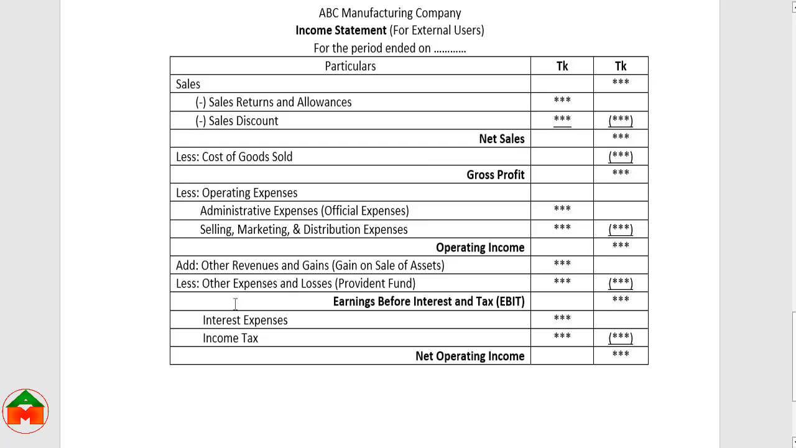From this EBIT you have to deduct interest expense as well as income tax expense to get the net operating income. That means for the income statement prepared for the external users, you deduct the cost of goods sold from sales, then deduct the operating expenses to get the operating income, then add the other revenues and gains, deduct the other expenses and losses to get the earning before interest and tax, then deduct the interest expense as well as the income tax expense to get the net operating income.